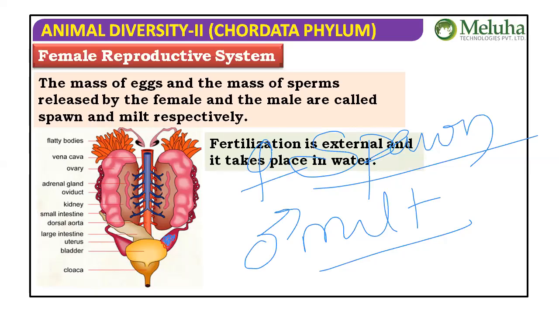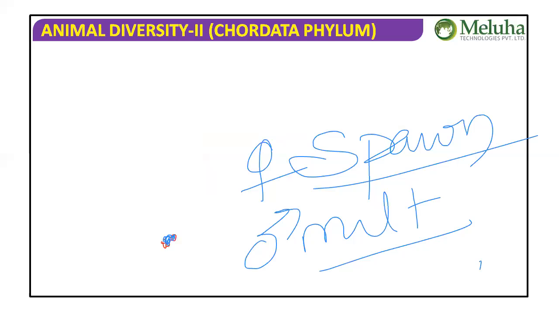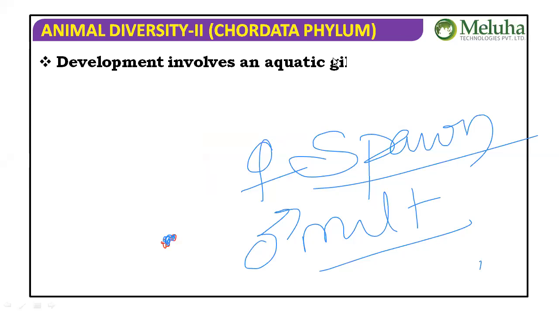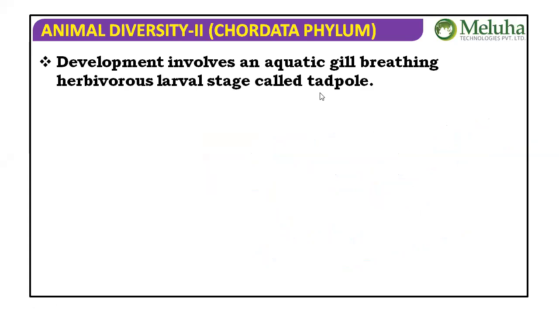The fertilization is external and it takes place in water. Development involves an aquatic, gill-breathing, herbivorous larval stage called tadpole.